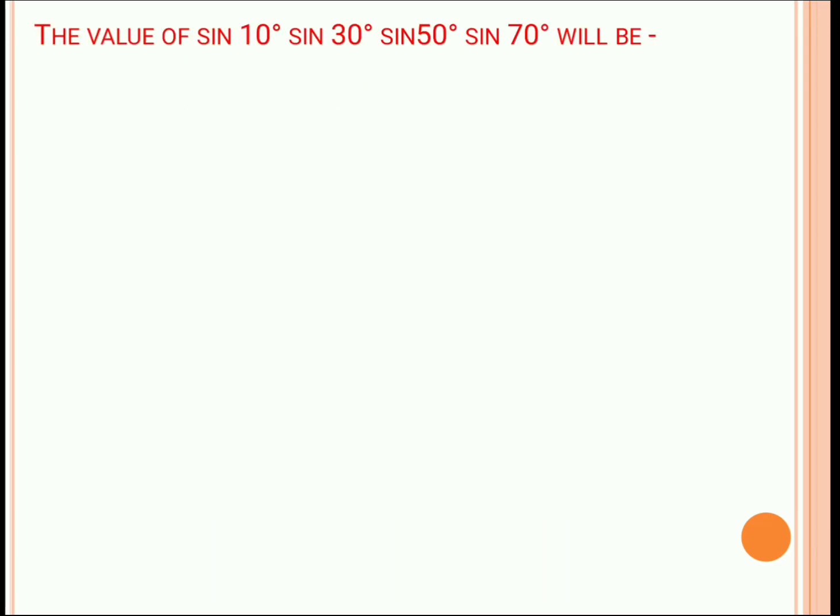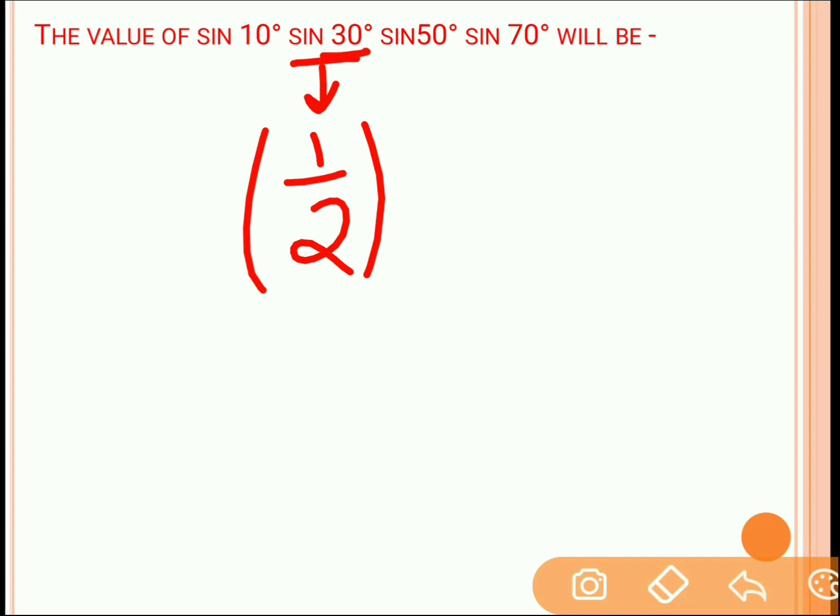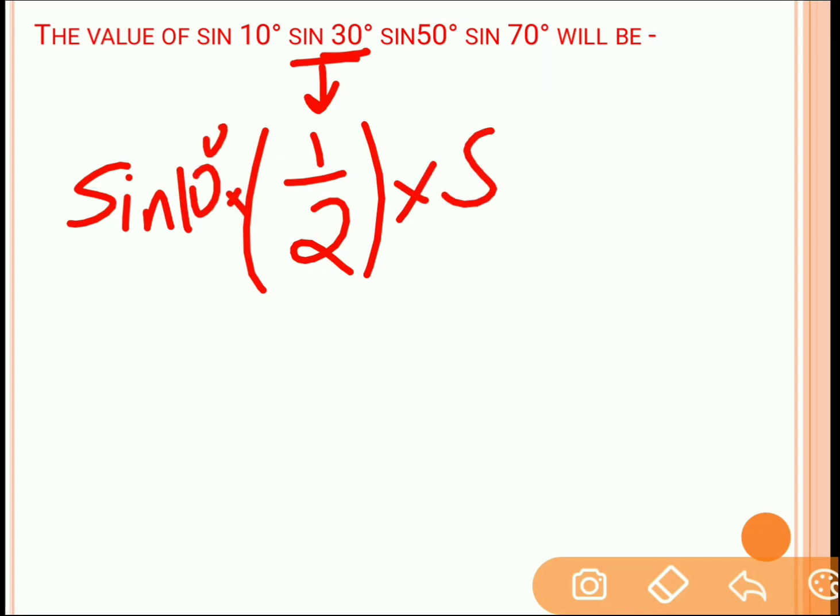Next problem. What is the value of sin 10 degree into sin 30 degree into sin 50 degree into sin 70 degree? Now over here, there is one standard angle, that is sin 30 degree. What is the value of sin 30 degree? The value of sin 30 degree is 1 by 2. So we can directly keep the value over here. Now we need to find out the expression for sin 10 degree into 1 by 2, because sin 30 is 1 by 2, into sin 50 degree into sin 70 degree.